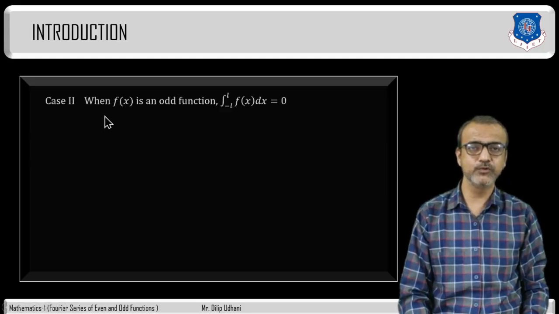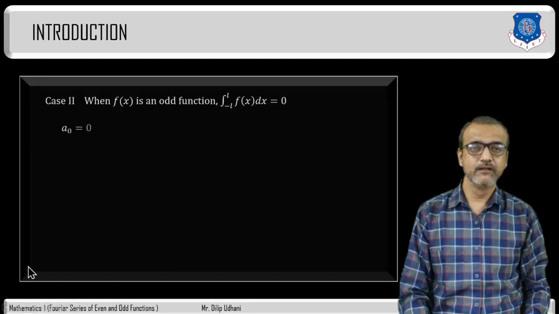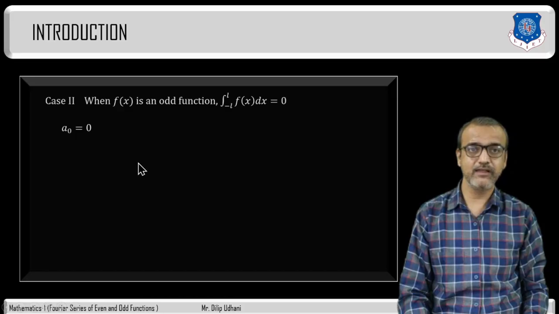We will see case number 2. When f of x is an odd function, integration from minus L to L f of x dx is 0, right? Now, you know the formula of A0, that is 1 upon L, integration from minus L to L f of x dx, and here we are considering that f of x is an odd function, so definitely integration from minus L to L f of x dx will become 0, so we have A0 equals to 0.